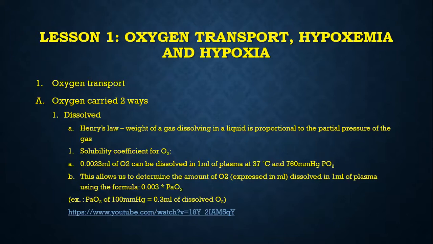All right? Then we talk about the solubility coefficient for oxygen. Solubility, how soluble is oxygen? It says 0.0023 mLs of oxygen can be dissolved in 1 mL of plasma at regular body temperature and regular barometric pressure. That's 760 millimeters of mercury, that's barometric pressure. Anybody ever heard of the barometric pressure? That's the pressure at sea level. At sea level, the gases in the atmosphere exert a pressure. And when you add them up, it's 760 millimeters of mercury. That's how much pressure is around you right now as you're sitting wherever you are.